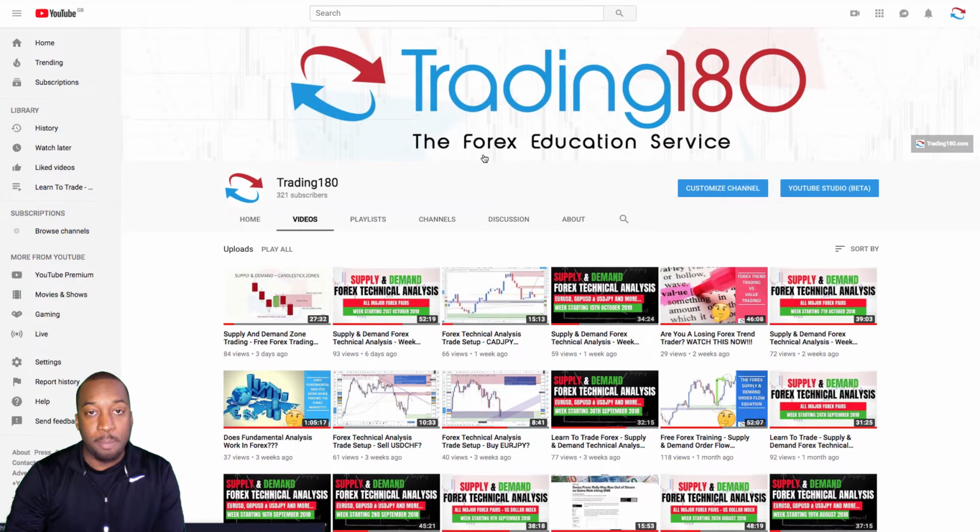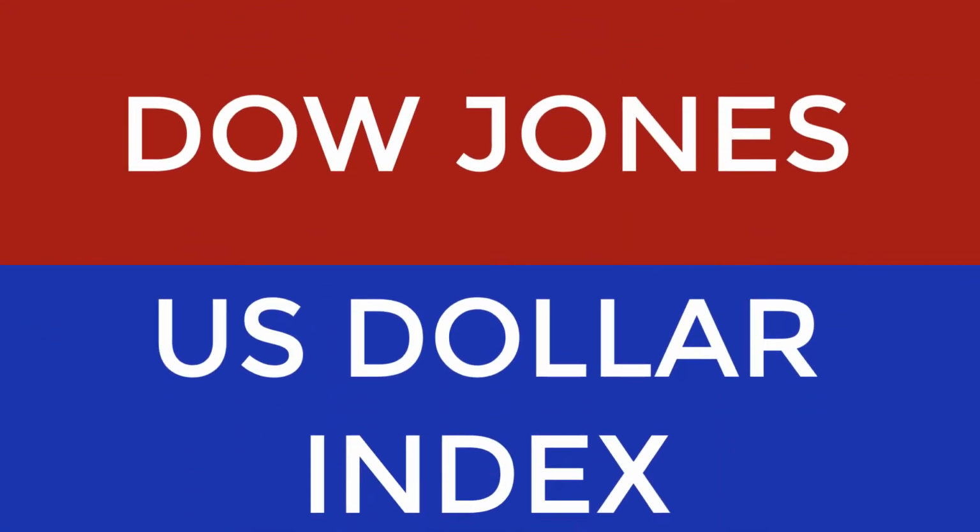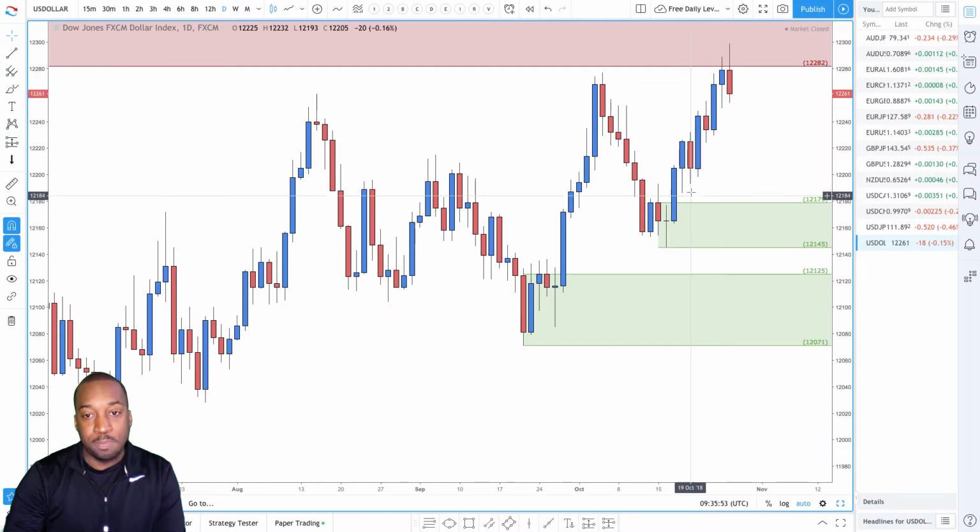So let's get into the technicals now. We will start off as we usually do every week on the dollar index, and the dollar index, in case you're new, is an index that measures the strength of the US dollar against the major currency pairs like the pound, the euro, and the yen. So from last week, we've created some more demand zones.